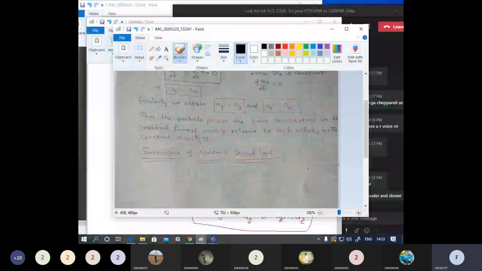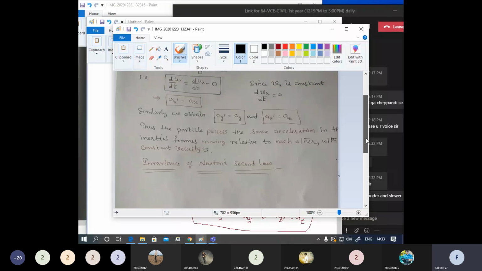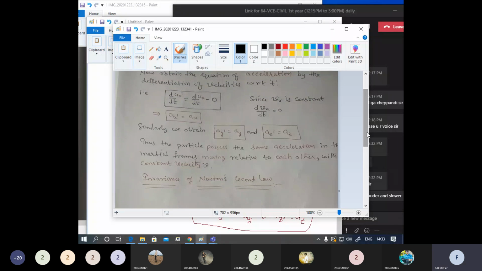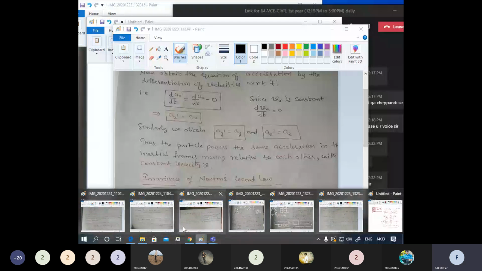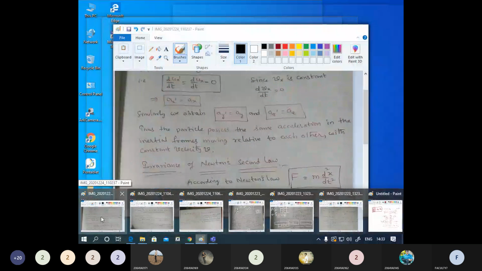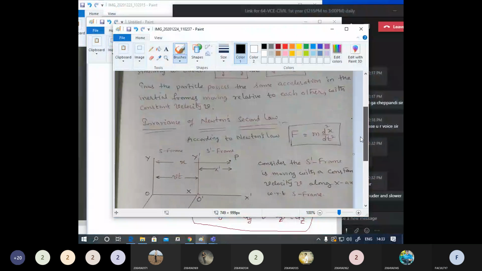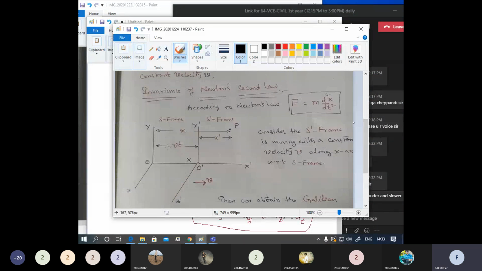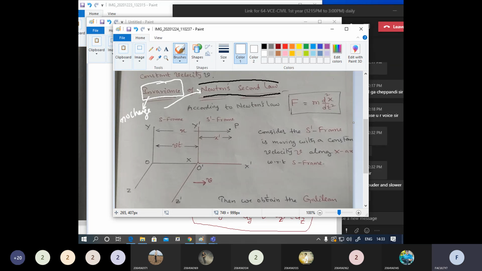Check where we stopped. This was the previous point where we stopped. We are going to conclude this. Now what is the remaining part? We need to conclude that Newton's second law is invariant. What is the meaning of invariant? Invariant means no change. No change in what? In Newton's second law.